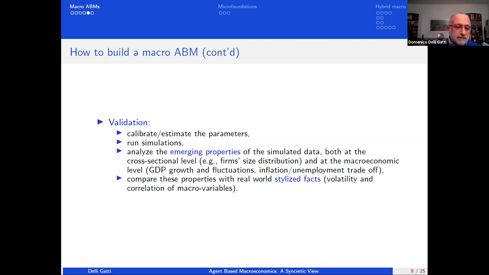These models are not solvable analytically. From this point of view, there is a wide range of macroeconomic models that are not analytically solvable, not only agent-based models. So you need computers and you need simulations. Then you analyze the emerging properties of the simulated data, which are generally different from the properties of individual time series. And then you generate aggregate variables from the model, as I said. Finally, you have to compare the properties of these artificial macroeconomic time series with the stylized facts, meaning volatility and correlation of macro variables out there in the real world.